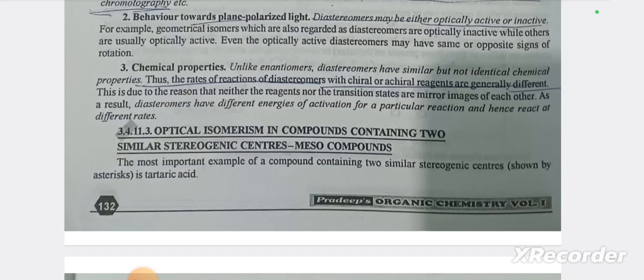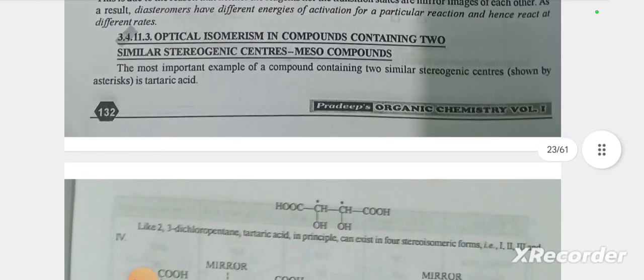Chemical properties. Unlike enantiomers, diastereomers have similar but not identical chemical properties. Thus, the rates of reaction of diastereomers with chiral or achiral reagents are generally different. This is due to the reason that neither the reagents nor the transition states are mirror images of each other. As a result, diastereomers have different energies of activation for a particular reaction and hence react at different rates.